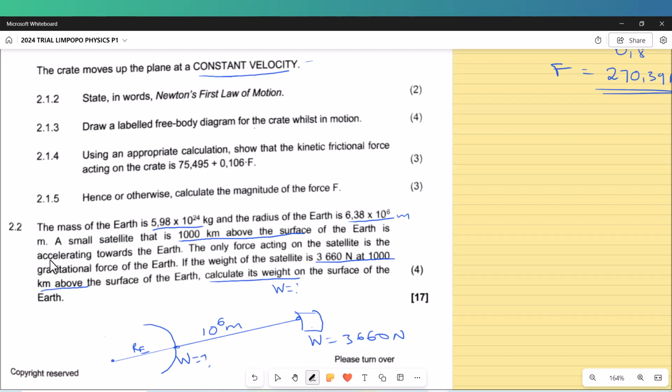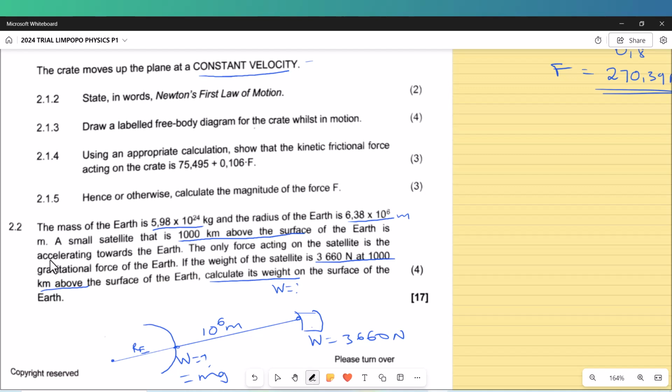Now what am I supposed to do? At this point, I don't know the mass of the satellite. So I'm going to find the mass of the satellite so that I can use it to find the weight on the surface of the Earth, because I know weight equals mg, where g is 9,8. But to find the mass, I need to know the acceleration at this point here. So what do I do, guys?